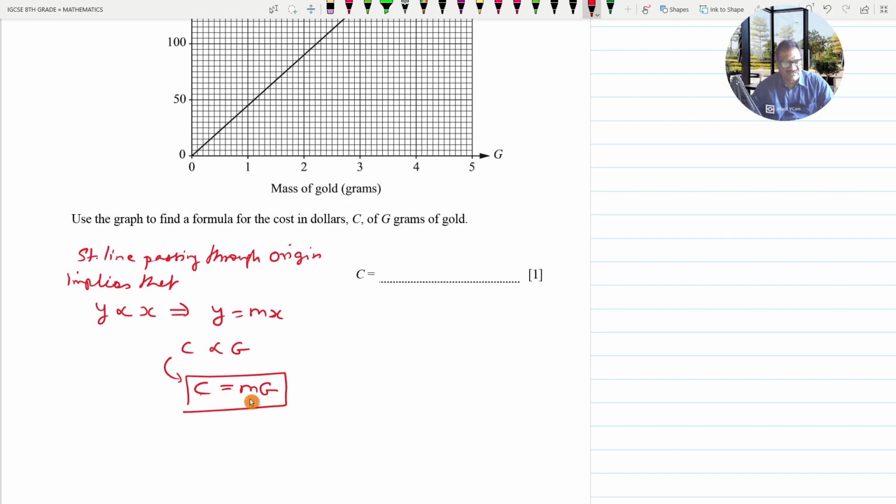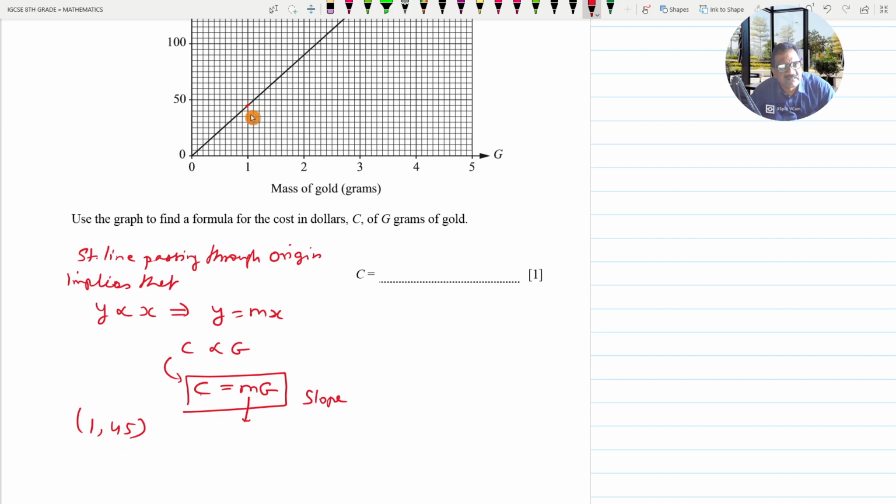But then the question is, what will be this m? This m is nothing but the slope of the graph. So how will you find out the slope of the graph? You take this point 1, and what is the corresponding y coordinate? So 1 goes to 45. So you get this point 1 comma 45. I'm talking about this point.